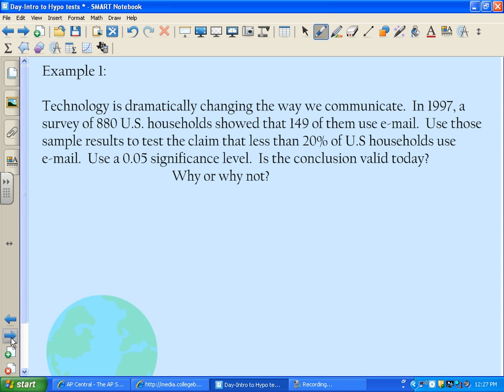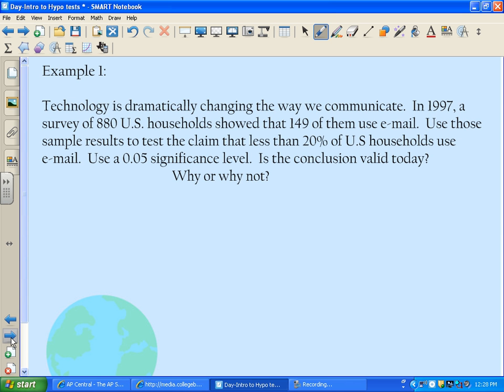Technology is dramatically changing the way we communicate. In 1997, which is almost 15 years ago, a survey of 880 U.S. households showed that 149 of them used email. Use those sample results to test the claim that less than 20% of U.S. households use email. Use the 5% significance level, and then is the conclusion valid today? Why or why not?